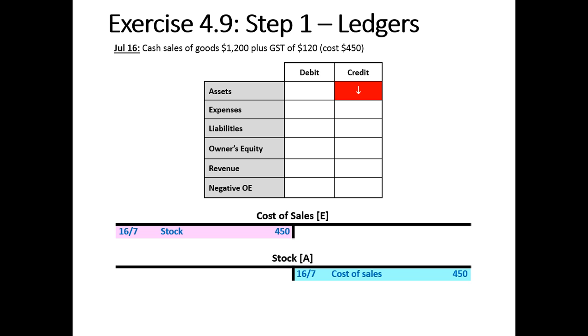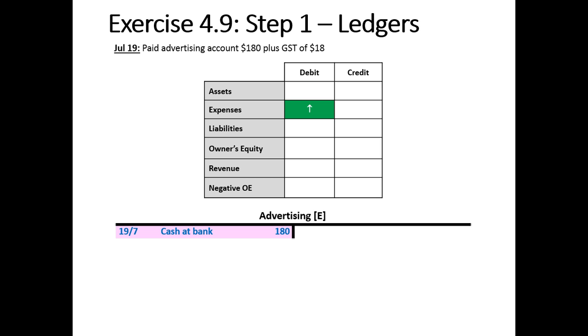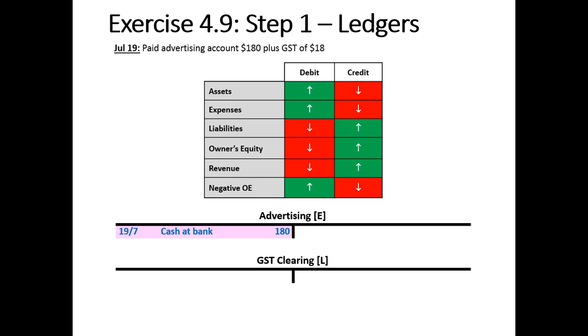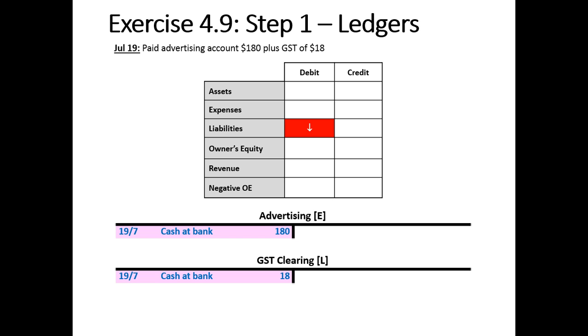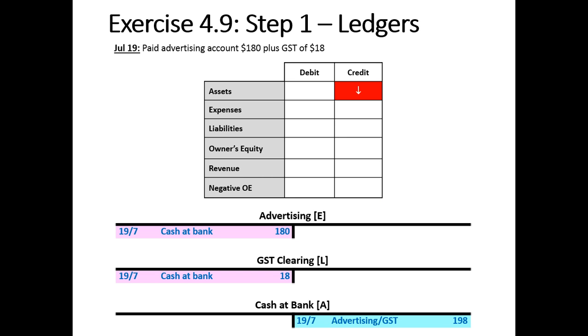We've paid our advertising $180 plus GST of $18. Advertising's an expense, that's a debit. Paying GST, so it'll reduce our liability. And we've got less cash, it says we paid it, so cash has gone down on the credit side.